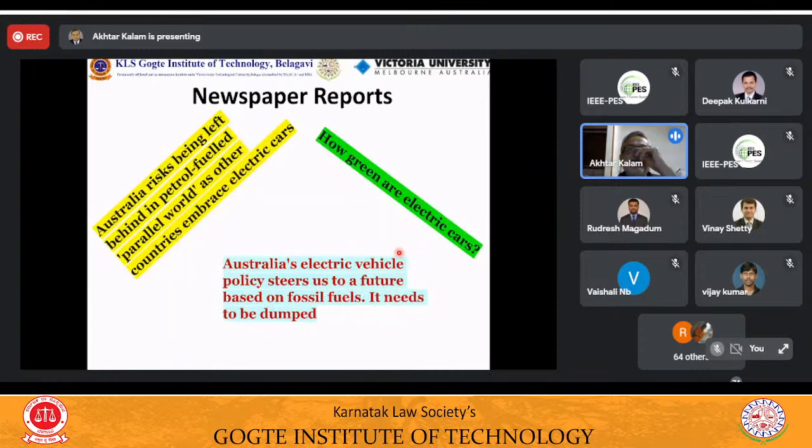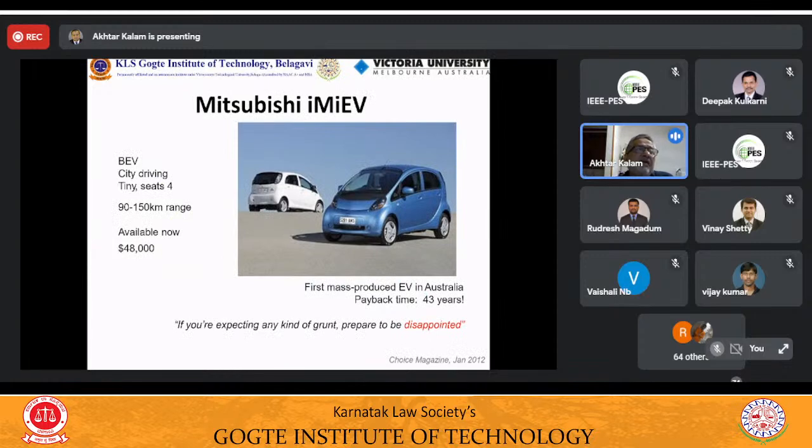Just like in India, in Australia, we have our Prime Minister who is very much in favor of fossil fuel plants, not a very big supporter of renewable energy, and the public is not happy about this. They want to go to renewables. Now, let us see some of the models, and I'll go very quickly to that.